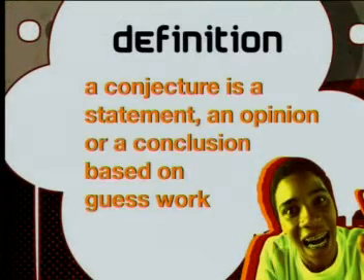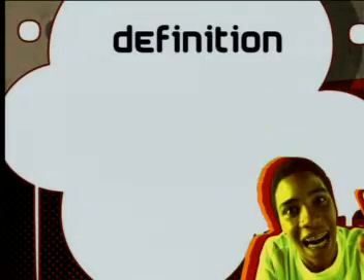Now, let's kick off our investigation with an activity called a thinking experiment. To do this thinking experiment, we need to first make a conjecture. Don't worry, this sounds a lot more complicated than it is. A conjecture is a statement, an opinion, or a conclusion based on guesswork. This simply means that a conjecture is not a fact. It is something that we think and not something that we know.